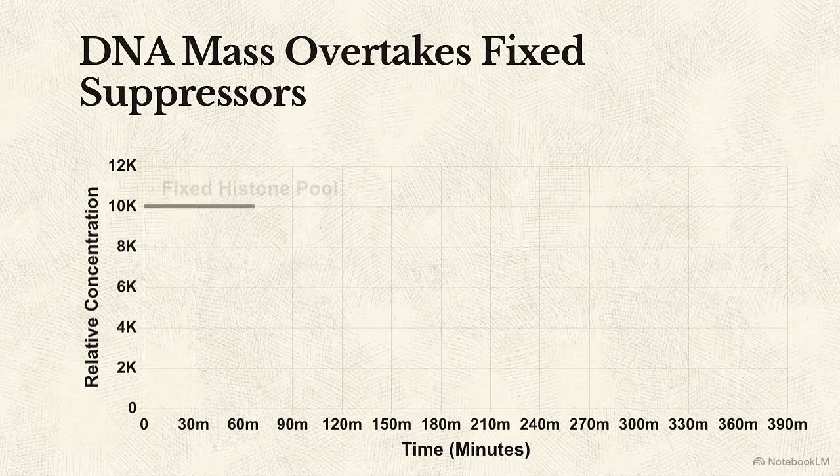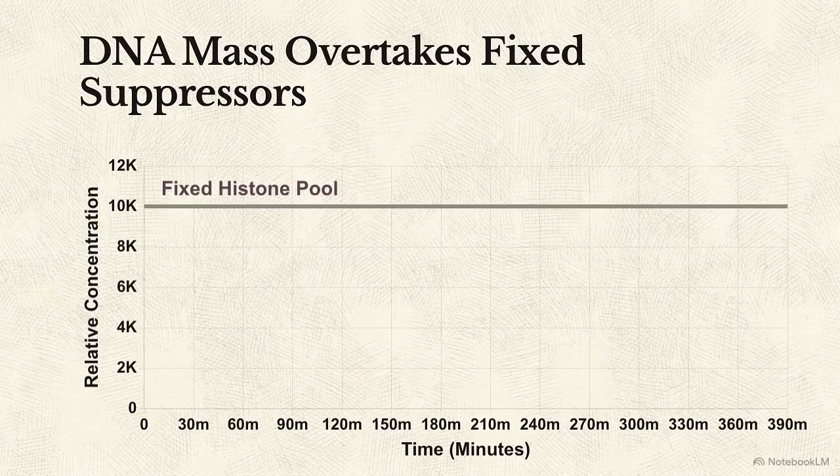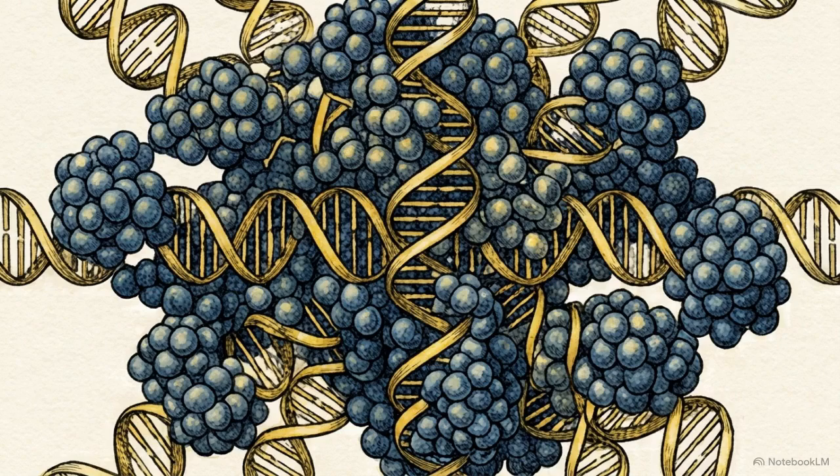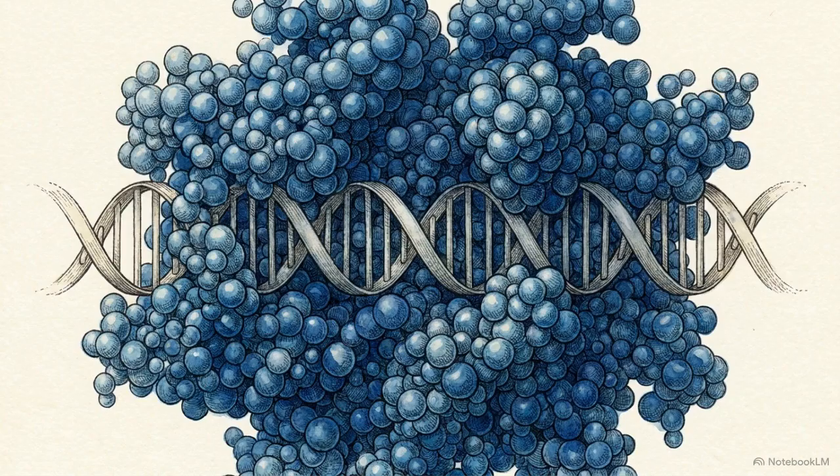The egg begins with a fixed pool of free histones that actively suppress the activation of the embryo's own genes. As the cells divide, the total mass of DNA exponentially doubles every 30 minutes. This increasing mass of DNA acts as a sponge, soaking up the free histones from the cytoplasm to package the new genetic material into chromatin. In the early divisions, the concentration of free histones remains high enough to maintain transcriptional repression.